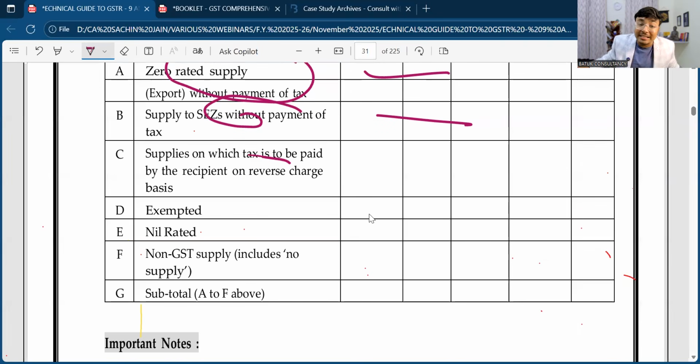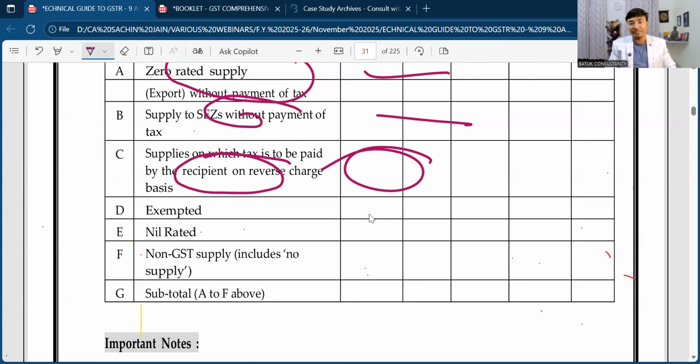Supply on which the recipient will be liable to make the payment of taxes. There may be chances that I am making certain specific supply. Suppose I am a legal consultant, I am an advocate. If I am providing any advisory legal fees, my recipient will be liable to make the payment of taxes. In that case, that type of supply I have to show here, that I am not supposed to pay. My recipient will be liable. Okay, I am free from the perspective of applicability of taxability.